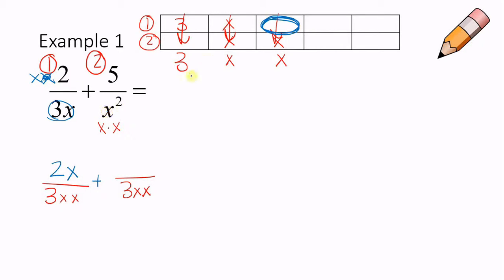Now, what am I missing here? Notice how I was missing something here in this column. So I'm going to have a 3. I need to multiply by 3. So I'm going to have 15. Add the numerators, 2x plus 15, and then we're going to fix the denominator to be 3x squared. And that is done. Can't factor it at all, so you're done with that problem.